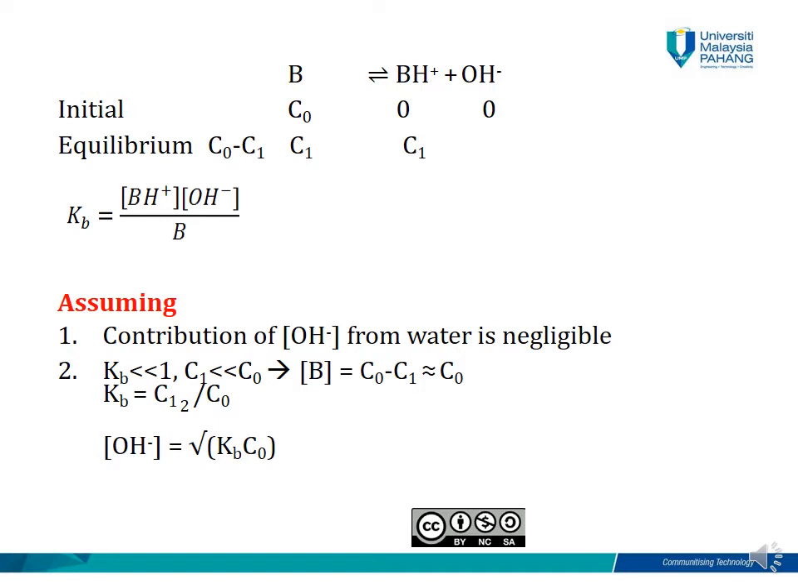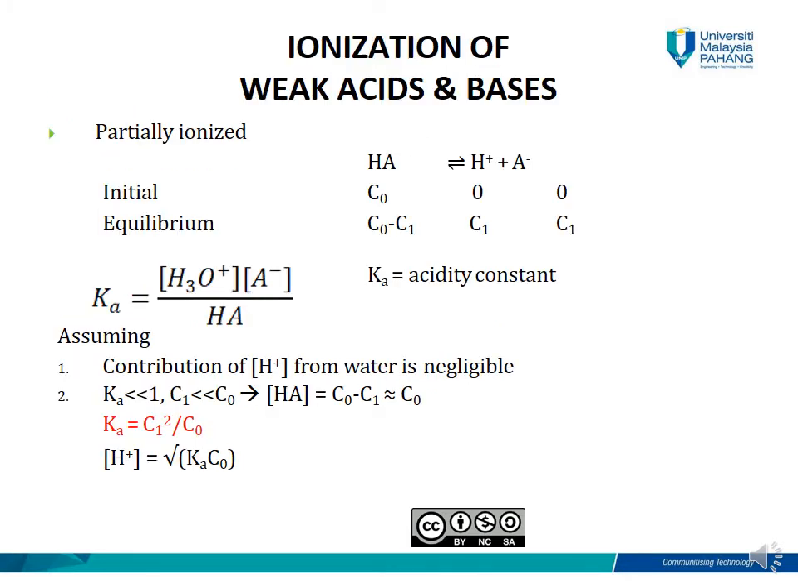So after that, you need to write the mathematical equation. Okay, the Kb equals to what? In here, the assumption is still similar. The first assumption is contribution of OH minus from water is negligible, and the second one is that Kb is much less than 1, and C1 is much less than C naught. That's why in C naught minus C1, we can simply ignore the C1. After that, you can simply calculate the concentration of OH minus. So this is the same concept, just like what I explained just now. So we can skip to the next.